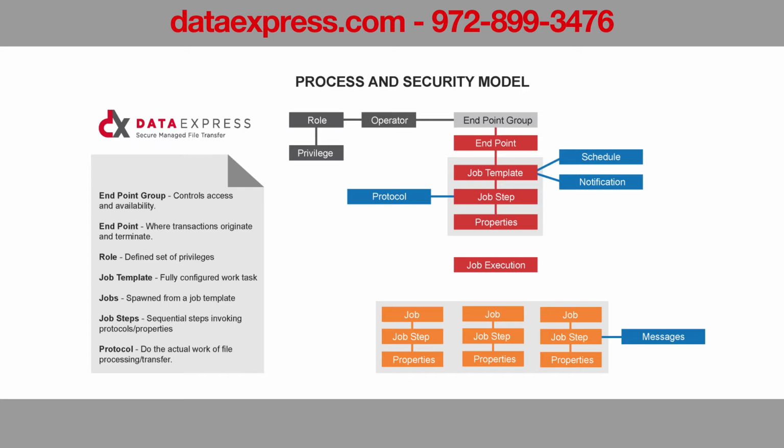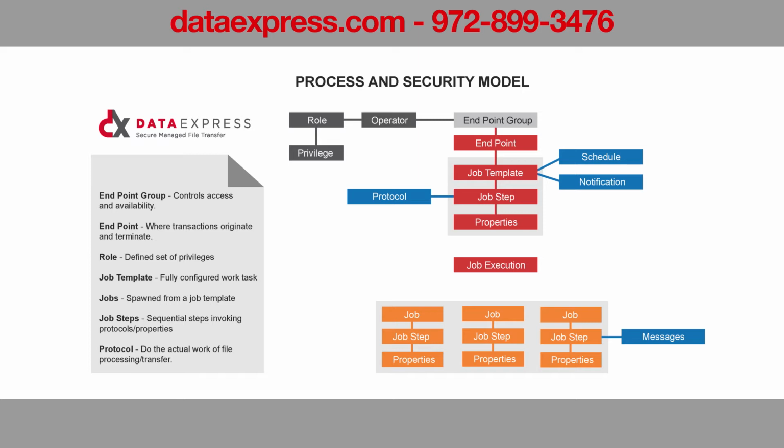From a process perspective, all the file transfers that are set up and configured are based on endpoint control, where an endpoint represents a server or the file transfer software that's running on that server. Endpoints may be external trading partners or internal servers that are either the source or destination of the data. To define a file transfer, we must first define an endpoint group, which will help us create a user or an operator's visibility into the system.